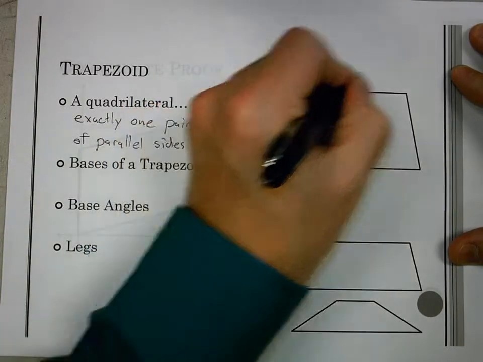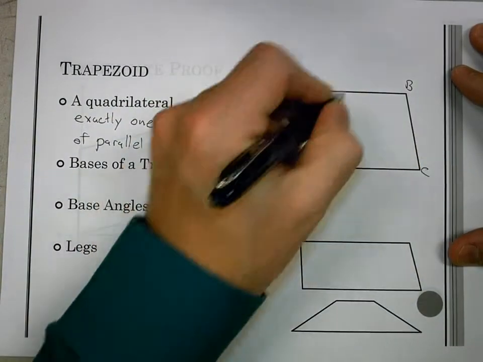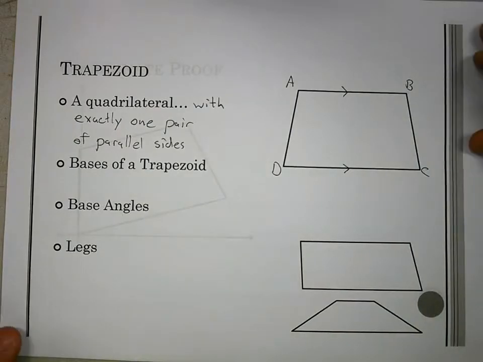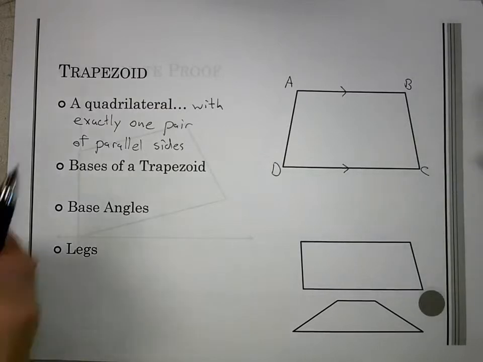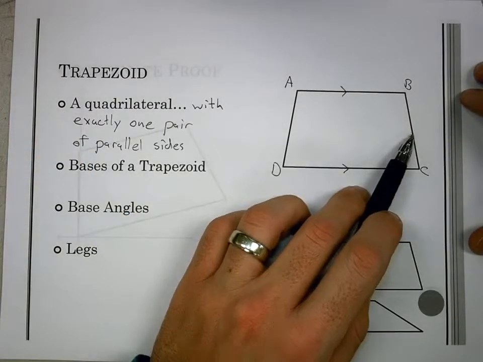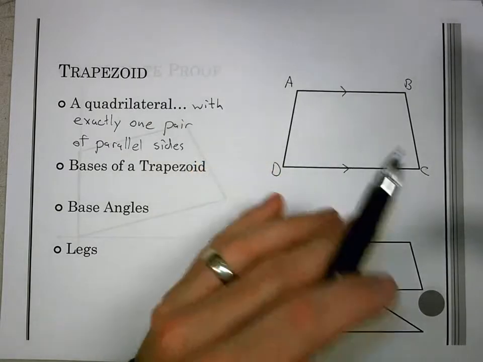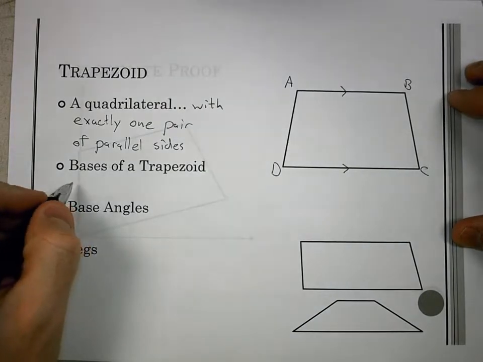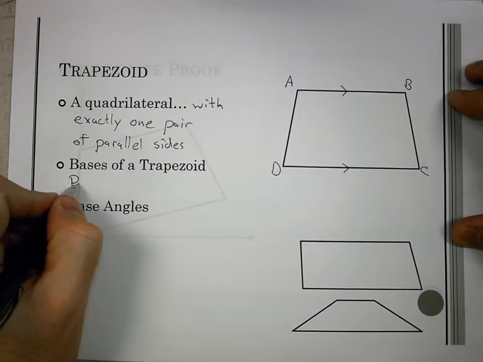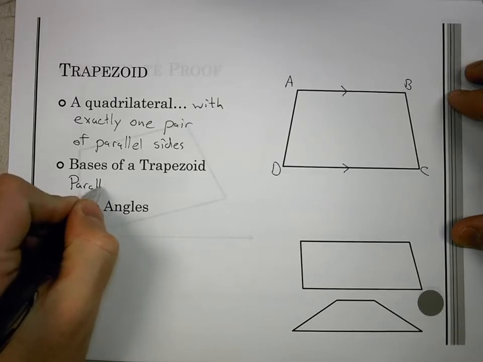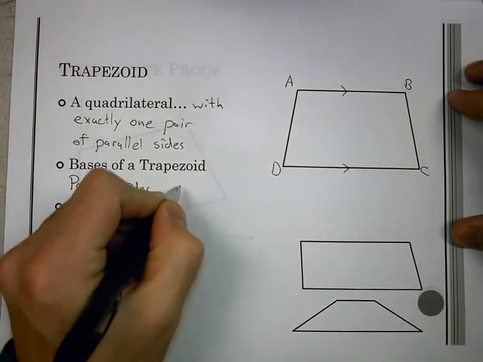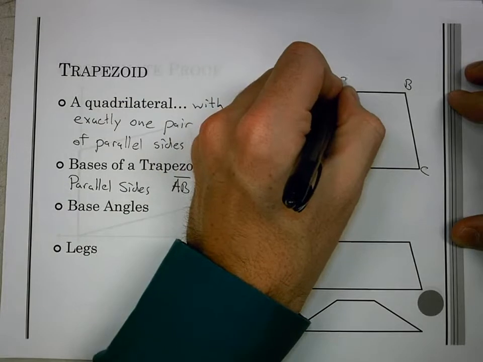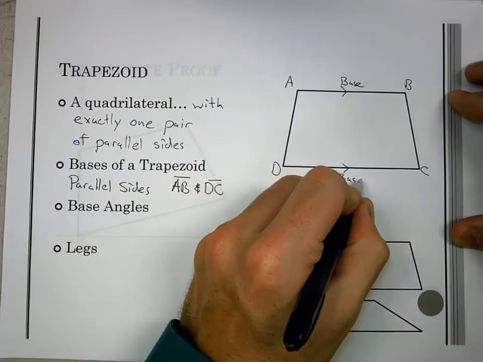So if we call this A, B, C, D, the two parallel sides we're going to be talking about would be AB and DC. Those have to be parallel, because if they're parallel, we have a trapezoid. AD and BC will not be parallel, because if they were, we would have a parallelogram, and this again is not a parallelogram. Now we can identify some of the parts of the trapezoid. The bases of the trapezoid are the parallel sides, so that would be AB and DC. So these are our bases. We have one base here and the other base down there.